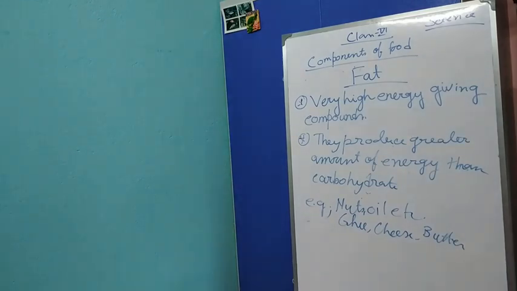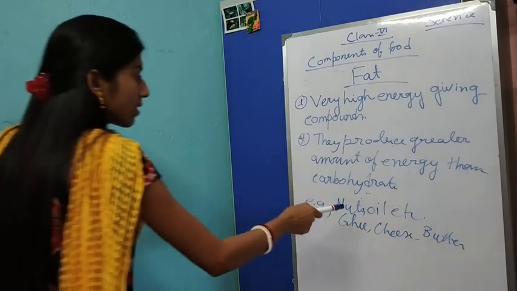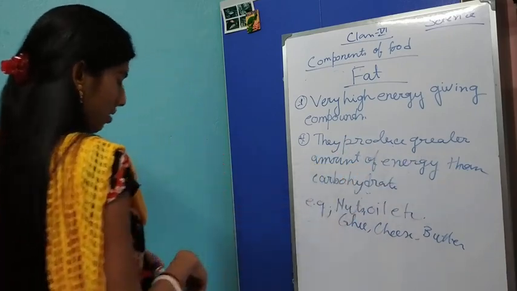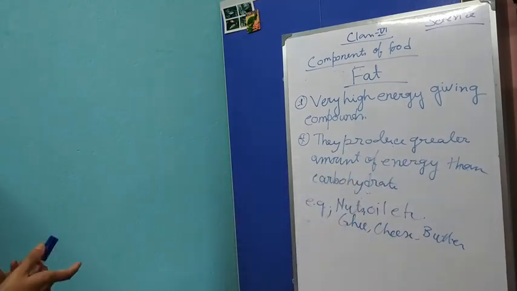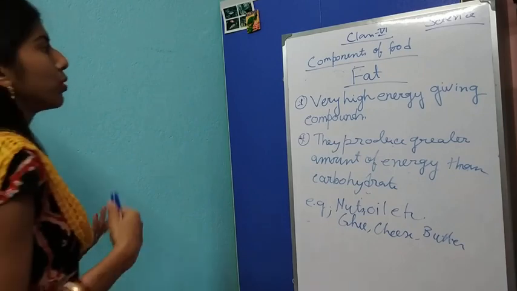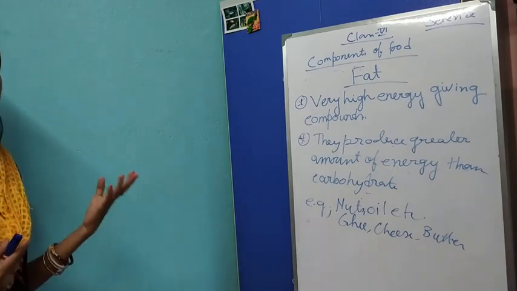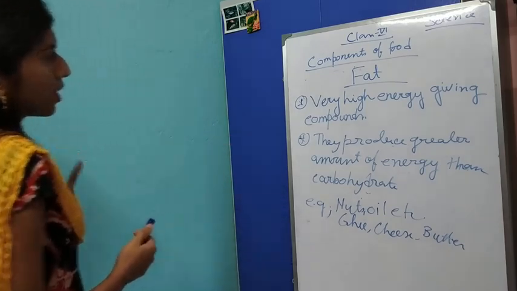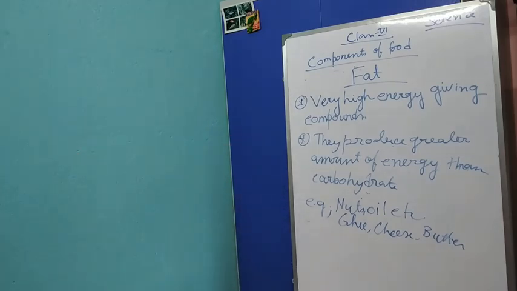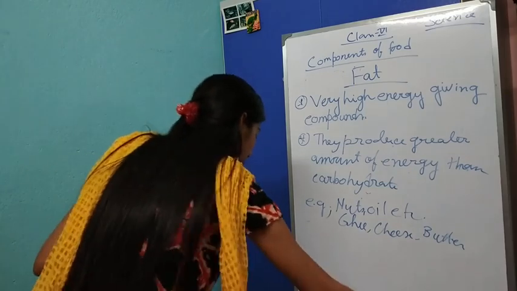So what are fats? Fats are very high energy giving compounds and they produce a greater amount of energy than carbohydrate. As I have told earlier, carbohydrates are also energy giving compounds, but fats can produce more energy than carbohydrate. If I ask which component of the food gives us more energy, then we will write first one is fat. If we compare carbohydrate and fat, the fats will give us more energy. So these are the main three components.